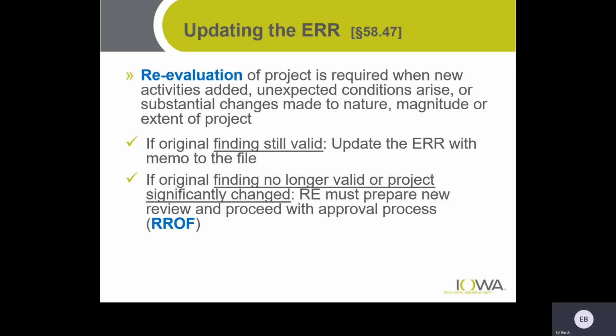However, if it's so significant that the finding is no longer valid or the project is significantly changed, then you've got to go back to the beginning and prepare a new review and do your local comment period and a new request for release of funds. Now, this most commonly happens when I do my review of the ERR and find that perhaps the level is not correct. There have been occasions where there is a submittal for a categorical exclusion subject to, and I find that it should really be an environmental assessment. In those cases, unfortunately, you have to go back and redo your assessment and redo your public notice.